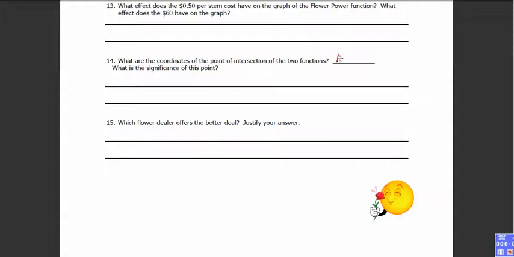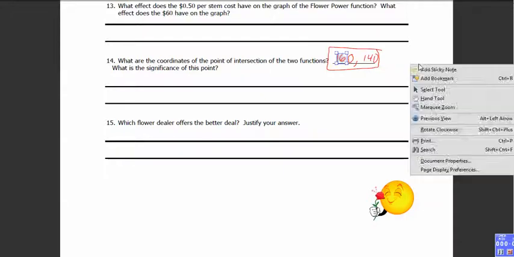What are the coordinates of the point of intersection of the two functions? Well, we found it now in 3 different ways. We calculated it using our equation that we wrote on the 2 pages before. We looked at the table, we looked at the graph on the calculator, and we looked at our hand graph, which wasn't quite as nice, but it almost gave us the same thing. Now, we didn't get the 140 when we calculated it by ourselves.